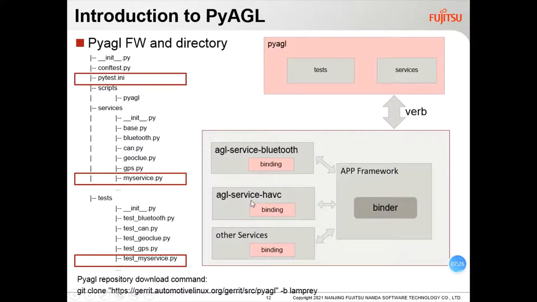In AGL, Pyagl acts as the role of an application. Look at this picture. In its framework, it has tests and services. In tests, we have the test_myservice.py file. In services, we have the myservice.py file. And notice that there is another pytest.ini file here. You could find the existing Pyagl source code in the following repository.